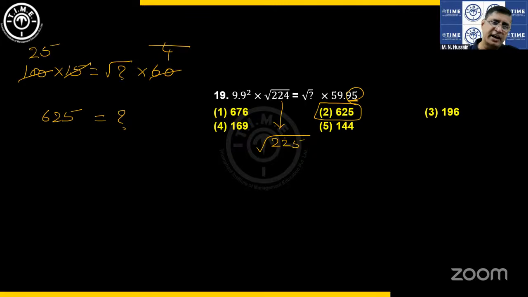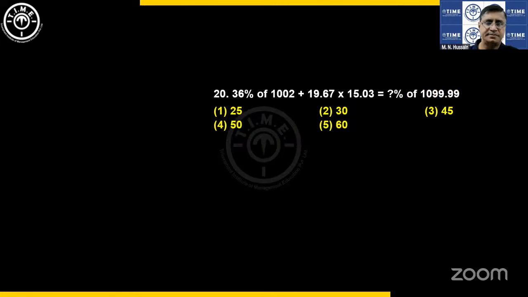Now, look at the next example on your screen. Question number 20. 36% of 1002. Here we are doing this with approximation. So here I'm assuming it as 36% of 1000. 1002 as 1000. So the percentage and 0 get cancelled. Now what is the result? 360.